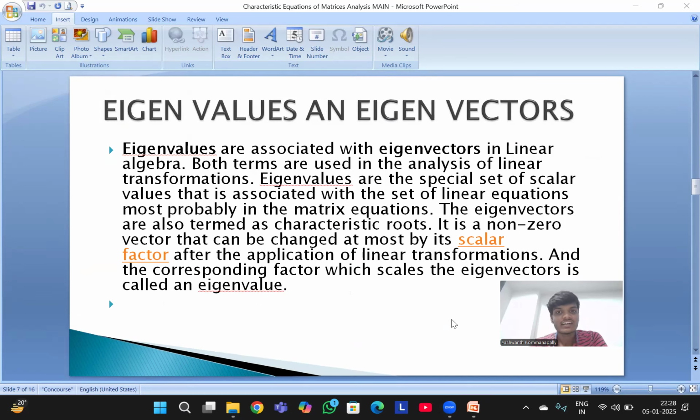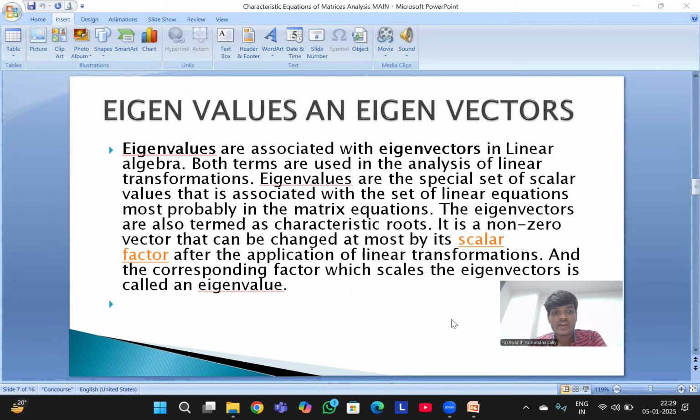Eigenvalues and eigenvectors. Eigenvalues are associated with eigenvectors in linear algebra. Both terms are used in the analysis of linear transformations. Eigenvalues are the special set of scalar values that is associated with the set of linear equations, most probably in the matrix equations. The eigenvectors are also termed as characteristic equations.